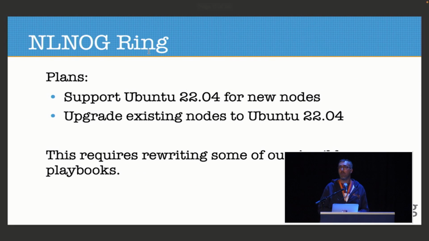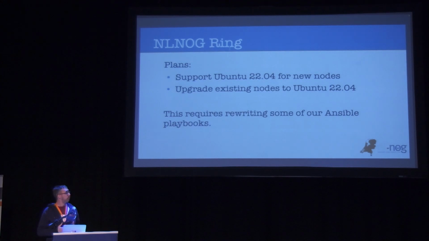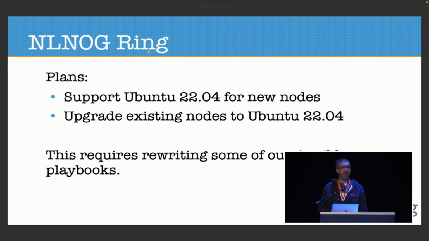Plans with the NLNOG ring for the coming time. The big thing we will be looking at is upgrading the ring nodes to a newer Ubuntu release, because 18.04 is now still the standard, and it will be end of life somewhere in, I think, April of next year. So we need to do some work there, and it mainly requires rewriting some of the Ansible scripts for managing the ring nodes.